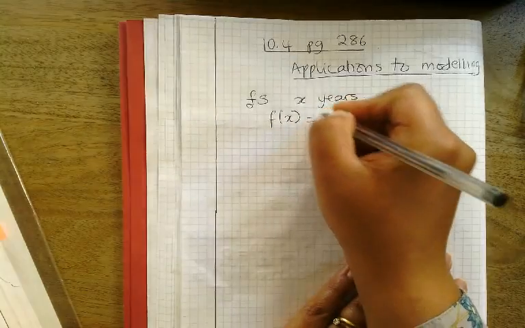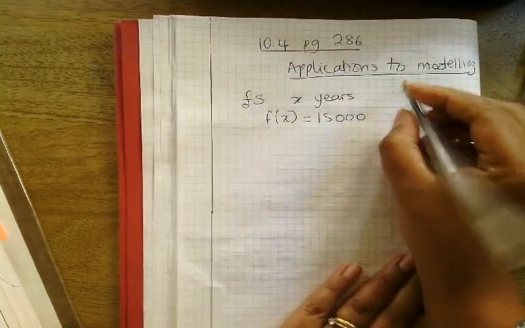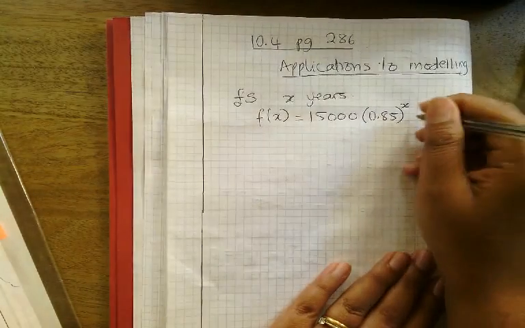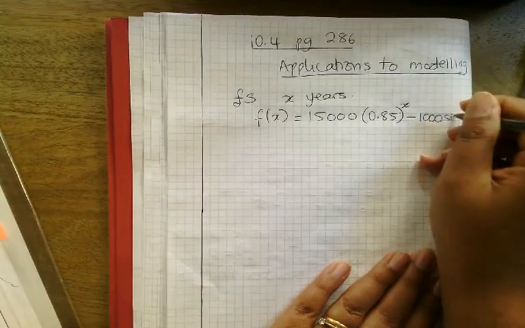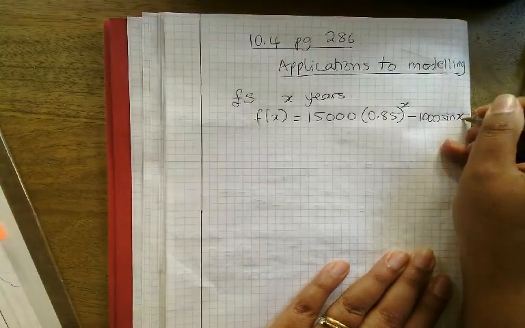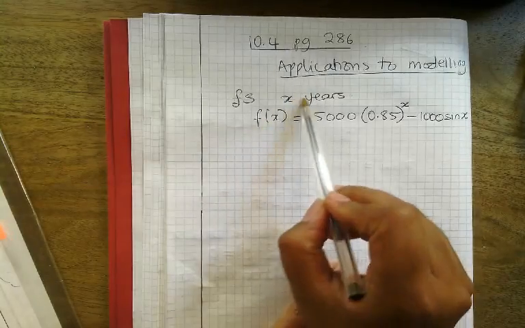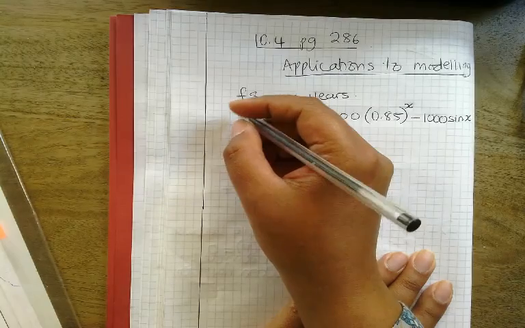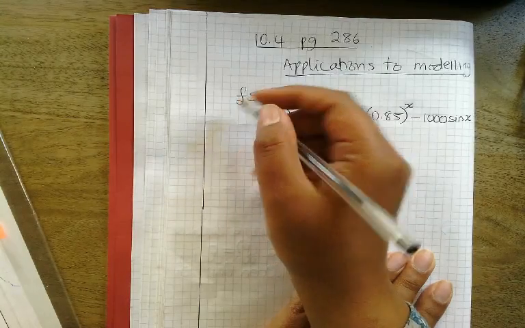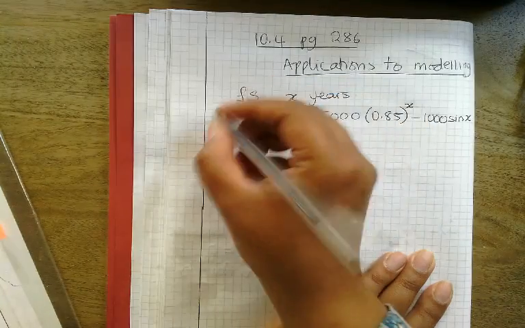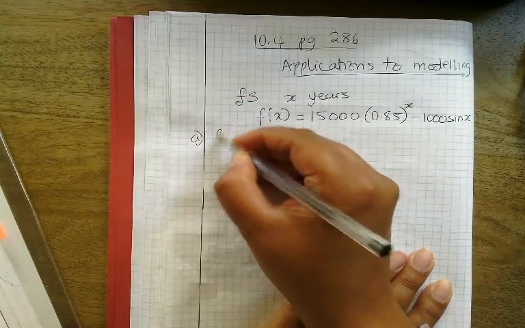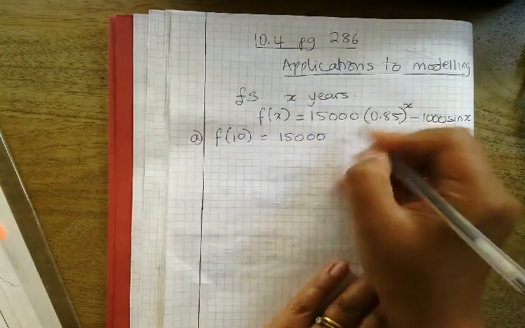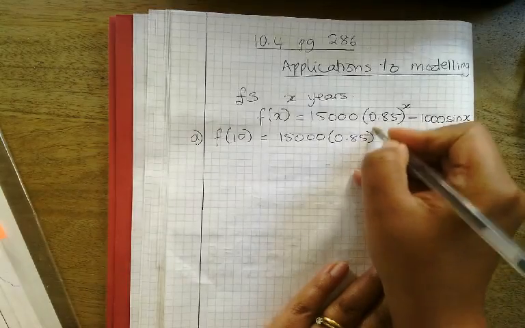the function f of x equals 15,000 times 0.85 to the power x minus 1,000 sine x, where x is a positive value, okay, because obviously x is years and it can't be negative. It says use the model to find the value to the nearest £100 of the car 10 years after purchase. So 10 years after purchase, I am going to substitute x equals 10 into this equation or function.